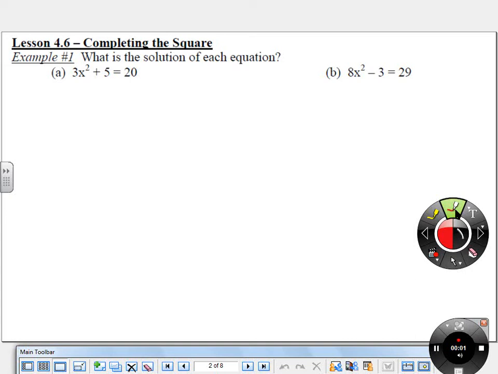This is called completing the square. Our goal is to create perfect squares and solve equations with perfect squares in them. So the first thing we want to do is look at what if you have a perfect square in your equation, how do you solve it?